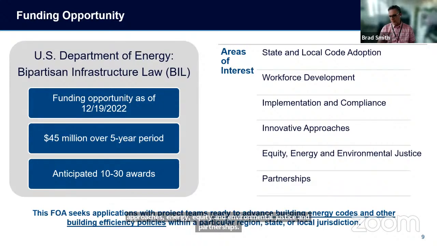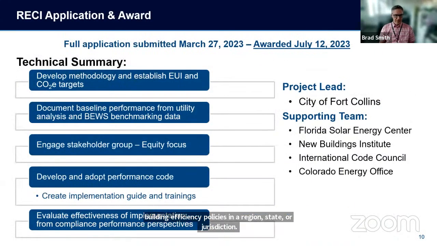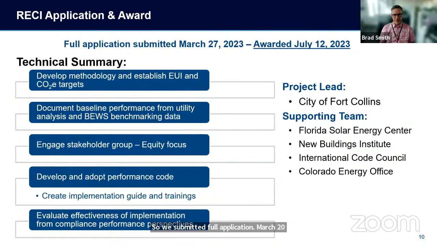If you aren't familiar with it, the primary goal of this funding is to advance building energy codes and other building efficiency policies in a region, state, or jurisdiction. So we submitted our full application March 27th of 2023. We were officially awarded July 12th of 2023. This was my first big federal grant, and I'm sure Adam will chuckle a little bit at this because he's going through this right now, but we were awarded in July, but it took months of work before we officially received the agreement from the DOE, and have just recently been able to kick off work on this.